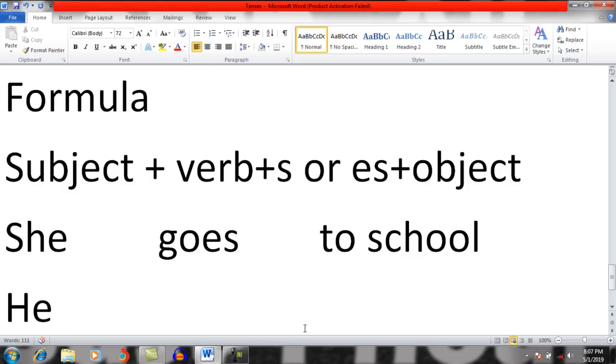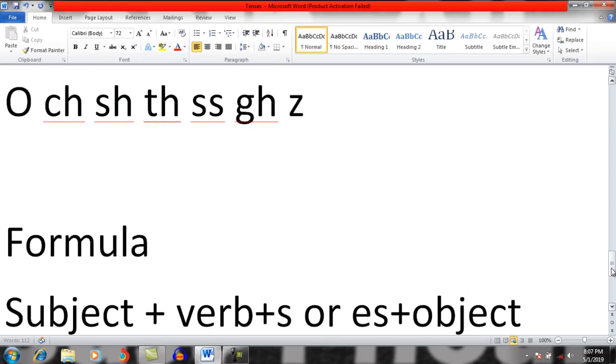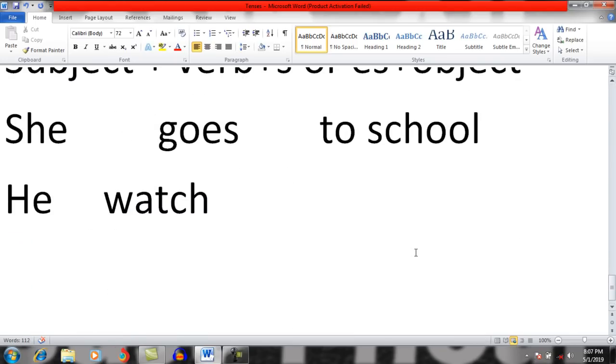Another example, he watches. So now what is there in watch? What is there, ch? I'll go there again and try to find whether there is ch or not. The ch is there at the end. So I'll have to add es here. He watches movies. Those verbs which end with all these letters which I mentioned before, I'll have to put es. And those verbs where there is none of the letters which I mentioned before, we will add only s.